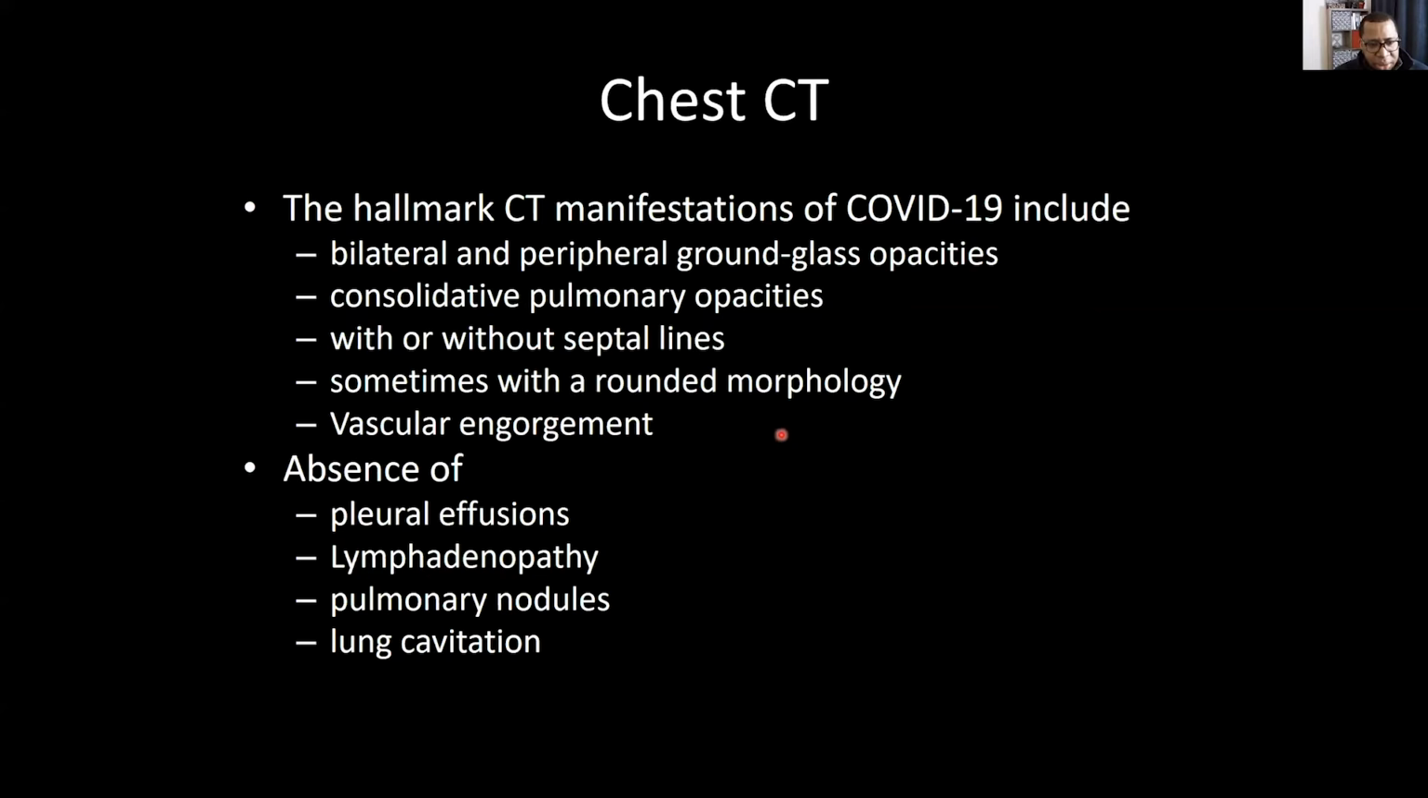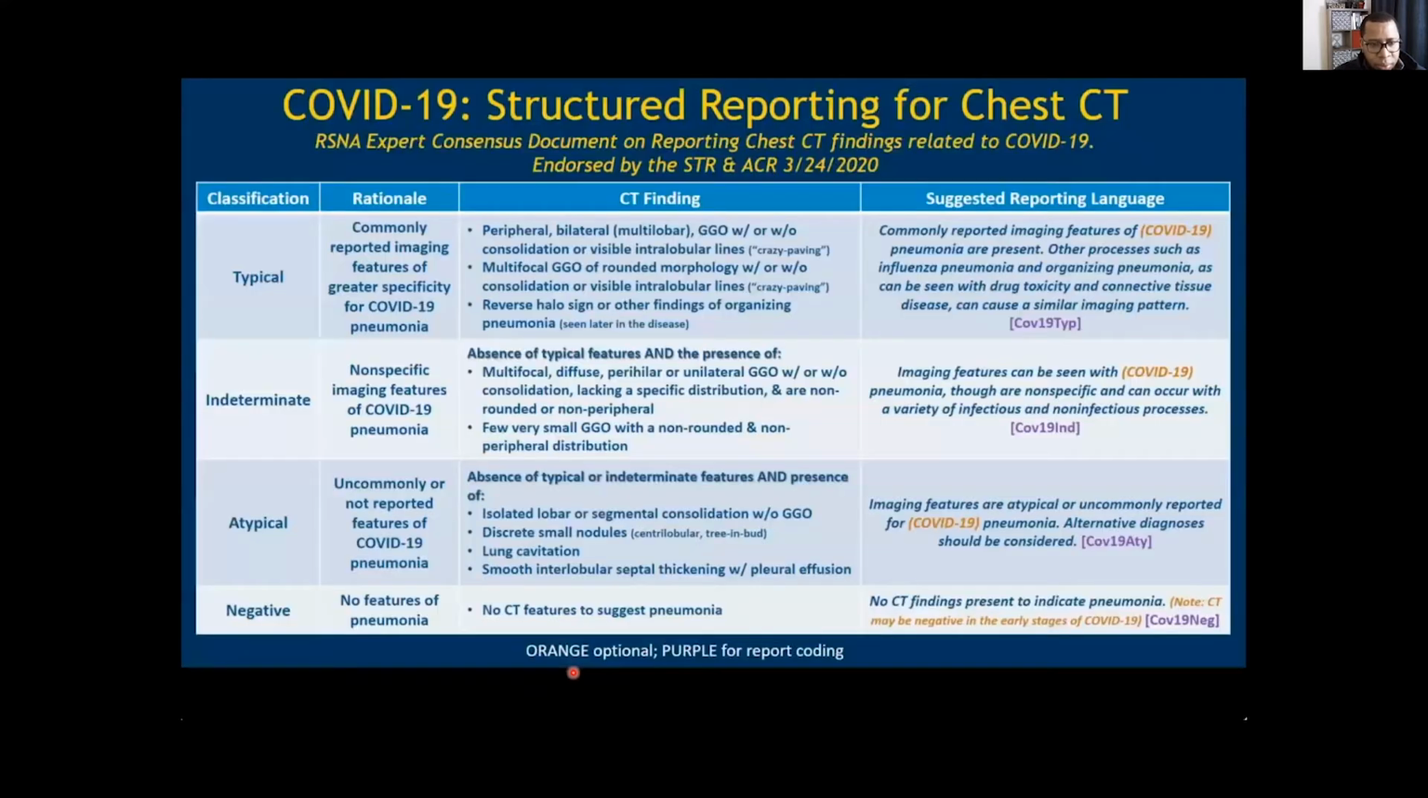In addition to this, the opacities were usually lower lung predominant and more posterior, right? So bilateral, peripheral ground glass opacities, usually with a lower lung predominance, usually more posterior than anterior. And the features that were not present were pleural effusions, lymphadenopathy, pulmonary nodules, and lung cavitation. So these are atypical features of COVID-19.